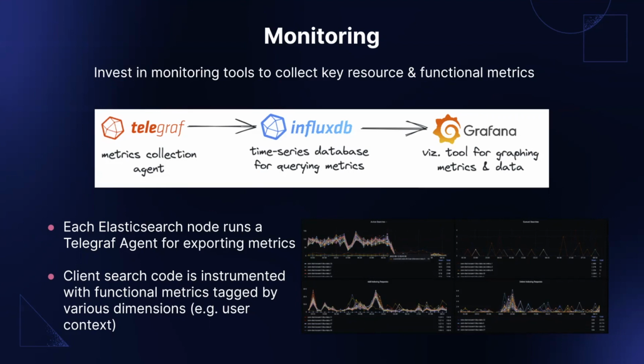So each Elasticsearch node runs a Telegraf agent for exporting metrics for health, CPU, memory metrics, or even active indexing and search requests, as the graph shows there.